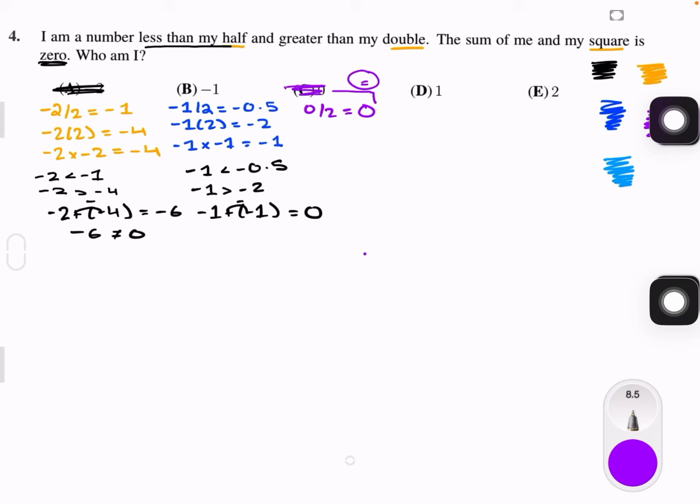Next, let's look at D. So 1 divided by 2 is 0.5. And looking right away, we see that 1 is greater than 0.5 since it's a whole number. And we can see this also applies with E because 2 divided by 2 is 1, and 2 is greater than 1 too. So looking at this, we can come to a conclusion that B is the answer.